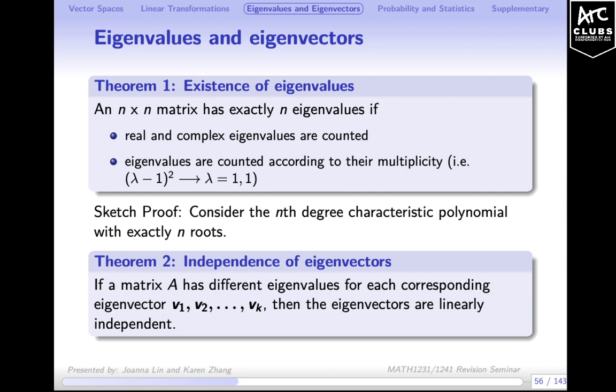On these slides, a lot of the proofs are omitted, so you can always check them out in your course notes as well. I'll just give you a sketch proof of what it basically means. So that's the first theorem. The second theorem is the independence of eigenvectors. This theorem states that if a matrix A has different eigenvalues for each corresponding eigenvector, then these eigenvectors are linearly independent. This is a really important theorem that we'll be using in an example coming up later as well. So if you take away anything from this seminar, please remember these two theorems.